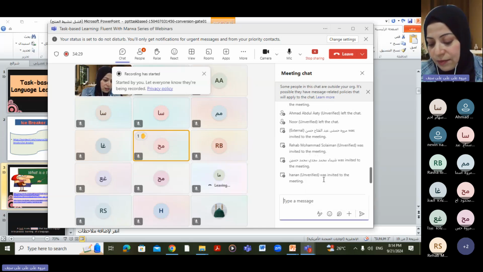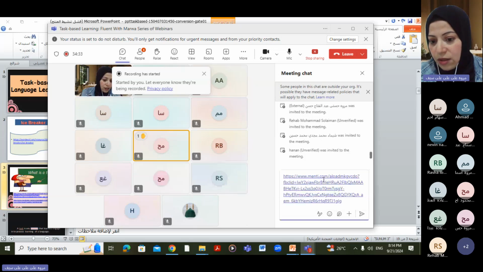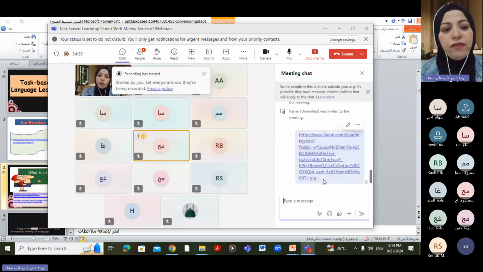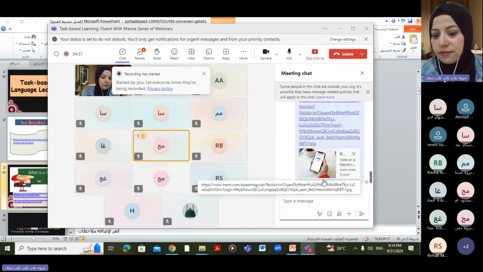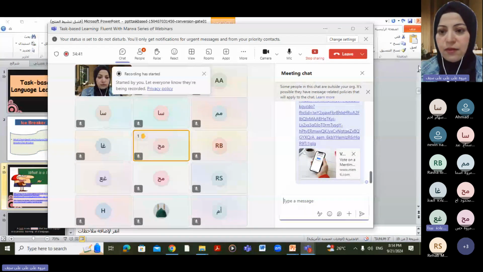Okay, so let me paste the link in the chat box. Just assure me if you can see it now. Did you get it? Check the chat box, please. Yeah, you have it. Just press it, and you will find a website having a box. It's Mentimeter, and you will write one word. Let me show you. But this is my own screen.